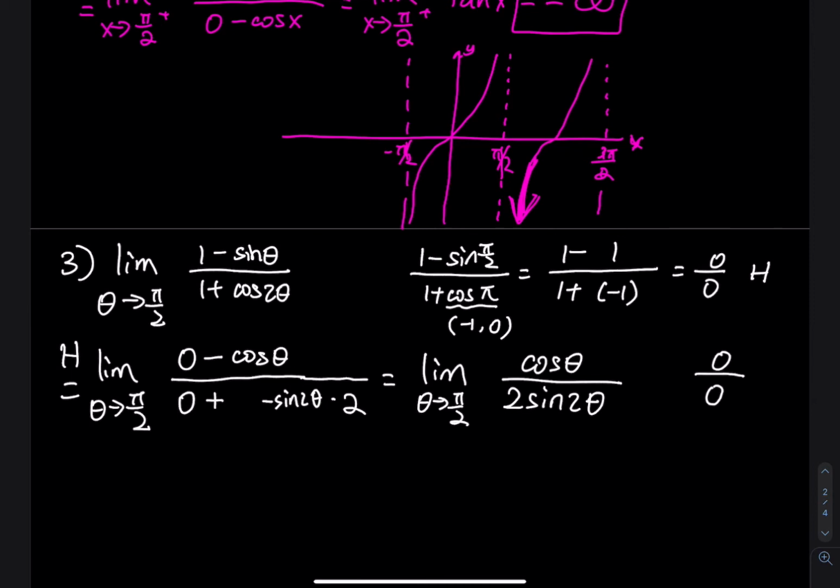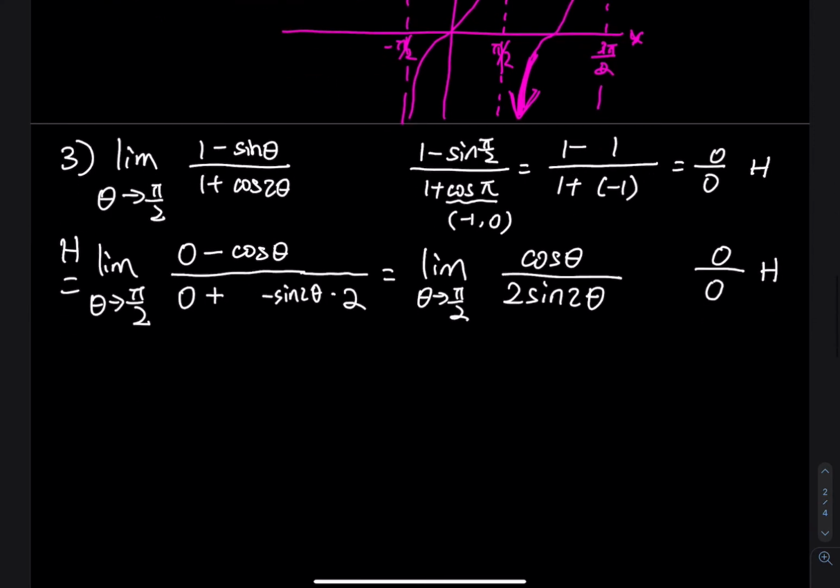So we still have a 0 over 0 after we apply L'Hopital's rule one time. So that means we need another L'Hopital's rule. And then we just do the L'Hopital's rule since we need it. So that is the limit as theta approaches pi over 2. We take the derivative again. As you can see, the function is getting simpler and simpler after we take the derivative again and again, right? So the derivative of cosine is negative sine.